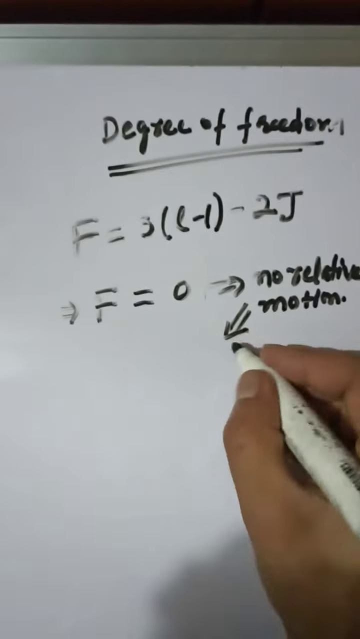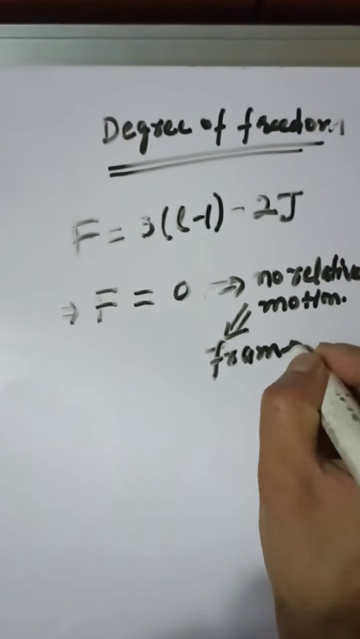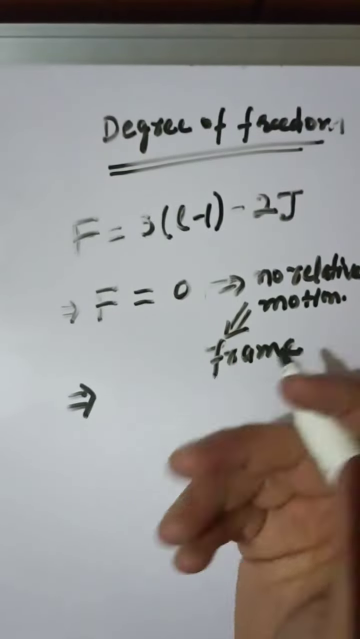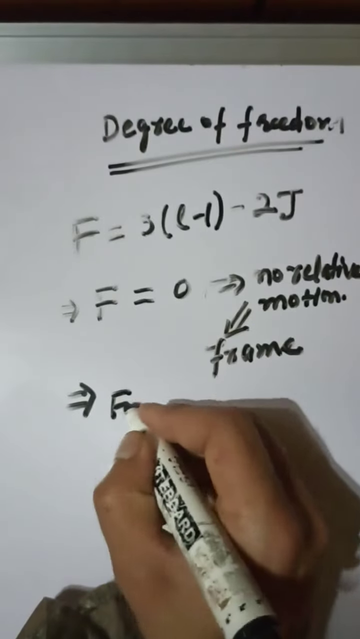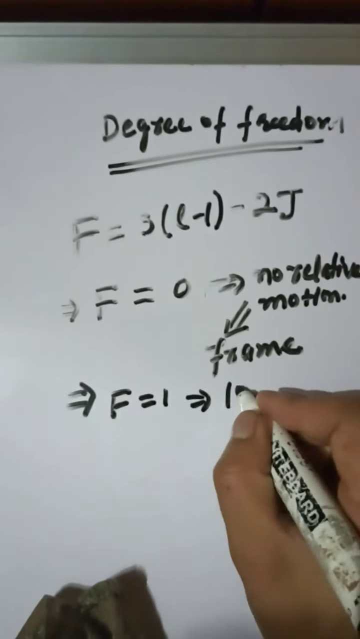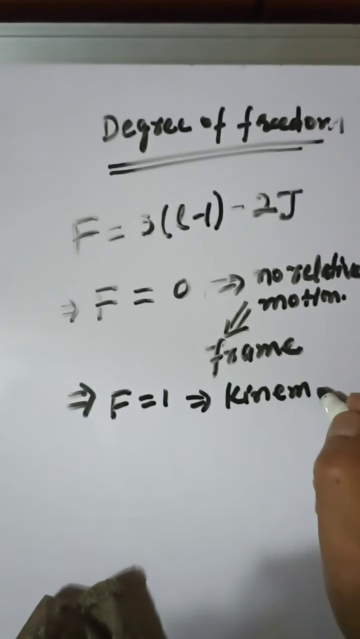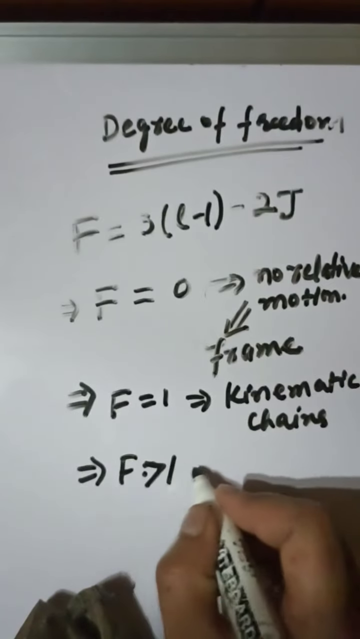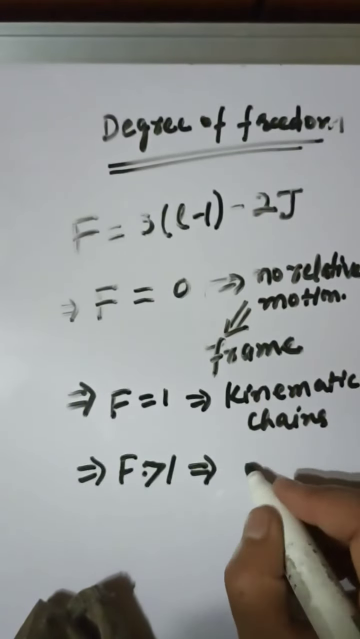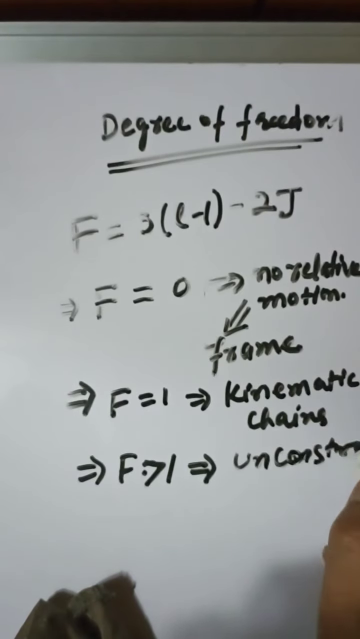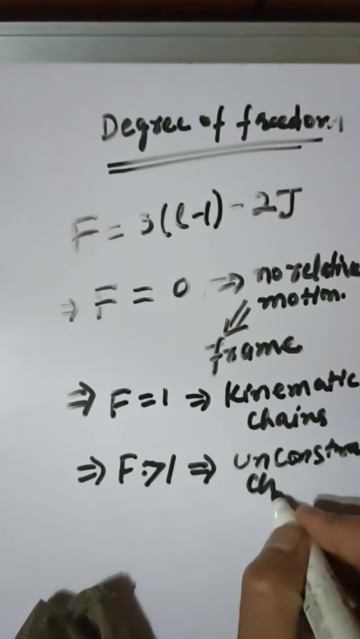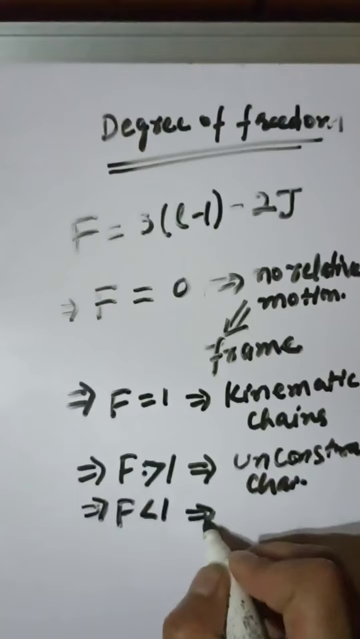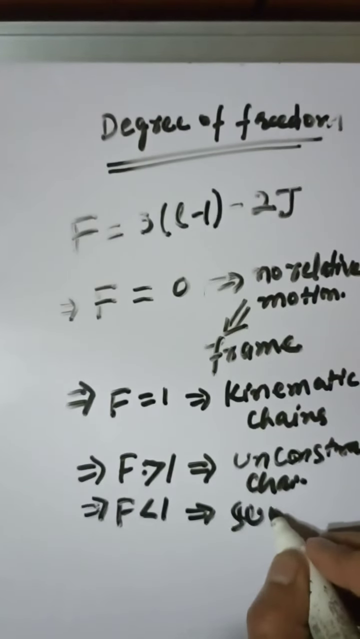Such structures are called frames. Then there is another case. We will later see what those structures and figures are, where F is equal to 1, and they are considered as kinematic chains. If F is greater than 1, then it is considered an unconstrained chain. And the last one: if F is less than 1, they are considered superstructures.